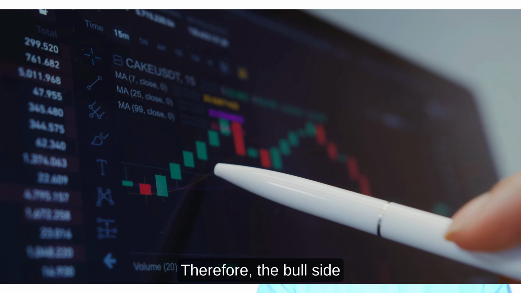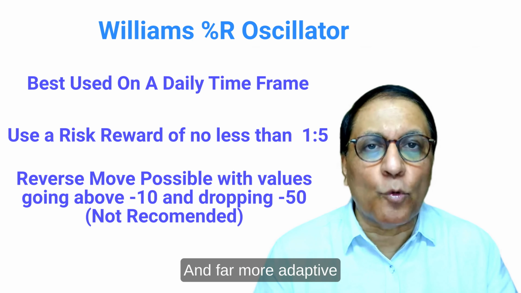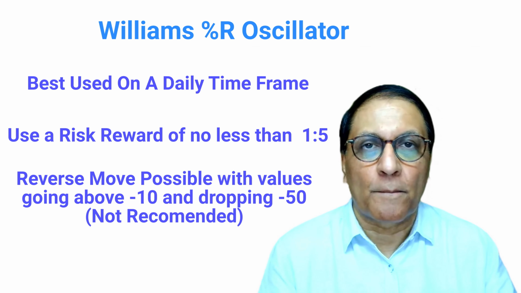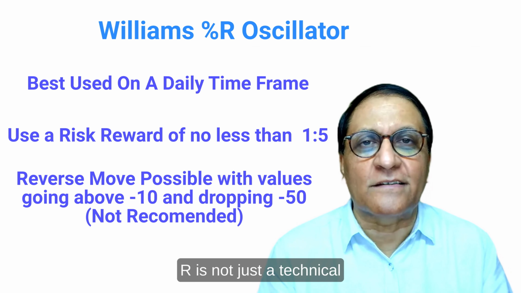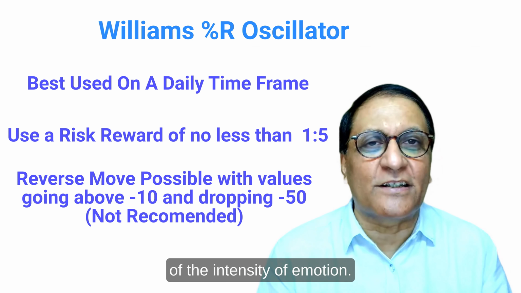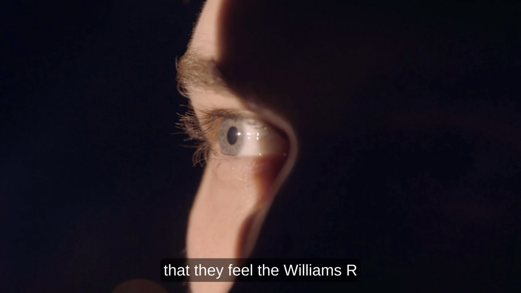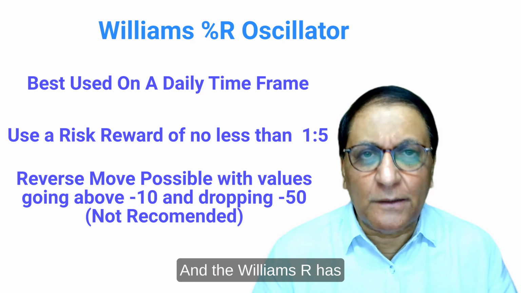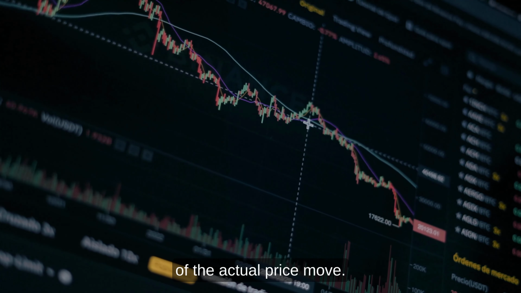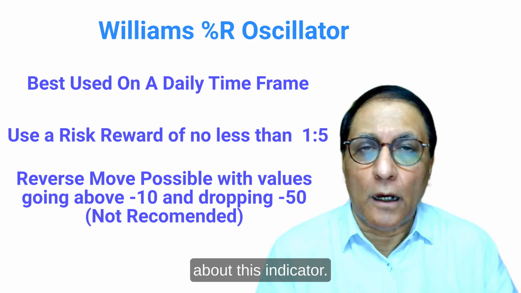Therefore, the bull side of the Williams R will only be discussed because it is far more reliable and far more adaptive to the retail trader who is looking for bull moves rather than bear moves. Now, momentum in the Williams R is not just a technical parameter, it is a capture of the intensity of emotion. Some traders actually go to the extent of saying that they feel the Williams R more than they read it. And the Williams R has the uncanny ability of moving one day ahead of the actual price move. So there is something uncanny and something metaphysical about this indicator.